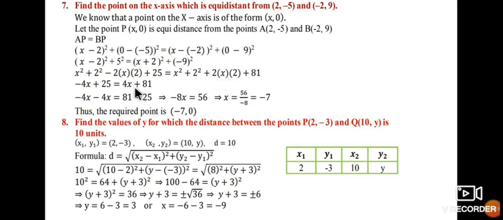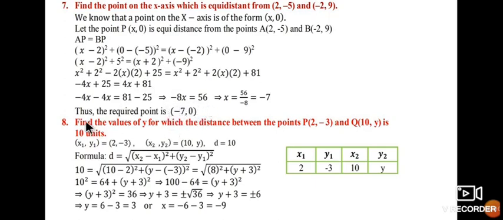The x square terms cancel. So minus 4x plus 25 is equal to plus 4x plus 81. Transposing 4x to the other side and 25 to the other side, minus 4x minus 4x is minus 8x, equal to 81 minus 25, which is 56. So minus 8x is equal to 56, and x is equal to 56 divided by 8, which is minus 7. Therefore the required point is P(x, 0) with x equal to minus 7, that is, the required point is (minus 7, 0).